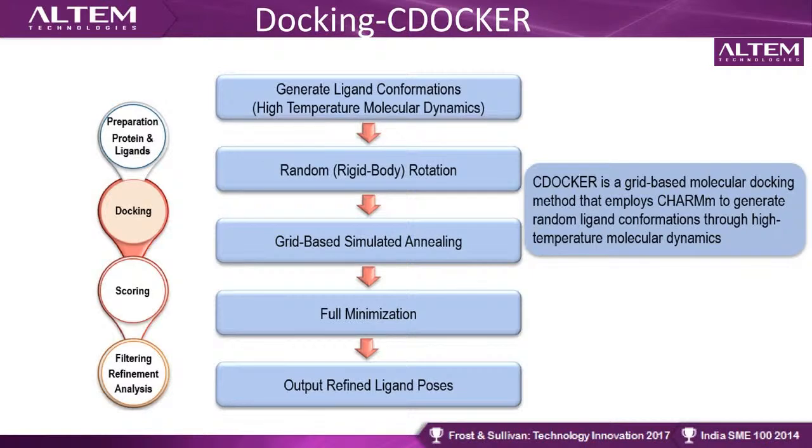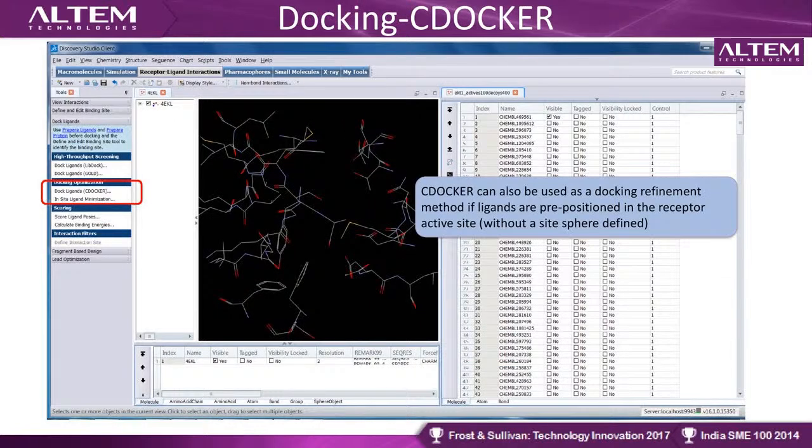So during the demonstration, I will be showing these CDocker ones. We need to generate ligand conformations, then the random rotation. On the basis of those random rotations, it will generate some kind of grid-based simulated annealing. Then for the minimization, and of course we are getting output in terms of our ligand poses. Okay, so here you can see we have those tools to do those kind of docking studies.